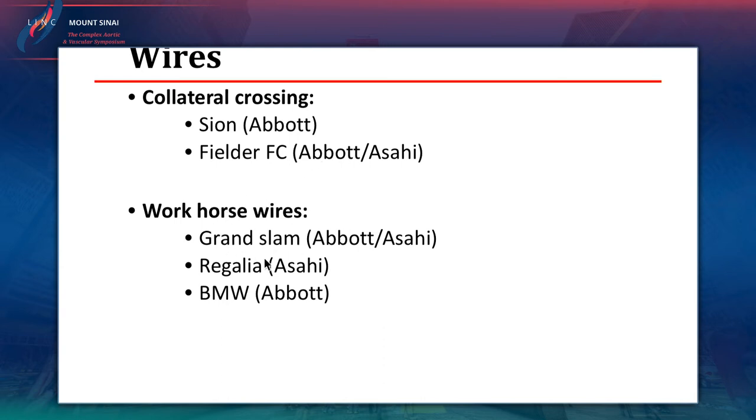And from the standpoint of the workhorse wire, meaning that once you cross the lesion and now you want to treat, I like using some of these heavier body workhorse wires like the Grand Slam or the BMW once I've crossed the lesion and I don't want to perforate, I don't want to be worried about pulling the wire back and those kind of things.